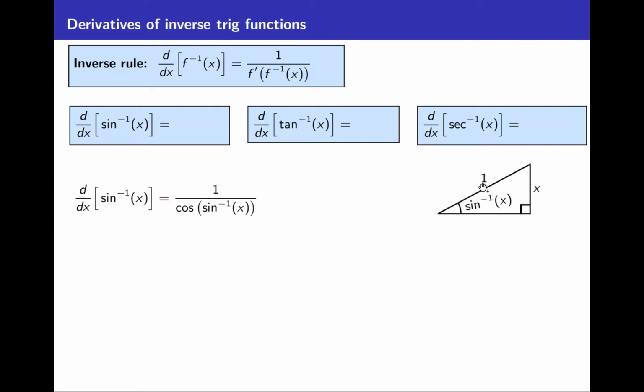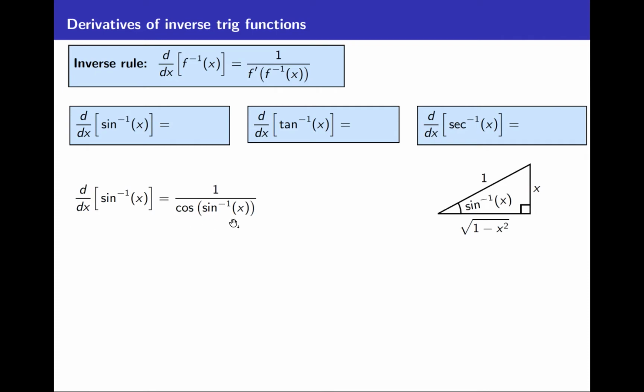Look at this triangle. The hypotenuse is 1. Cosine of this angle would be the length of the adjacent side. Cosine of sine inverse of x, which is here, is the length of this adjacent side. And we could get the length of that adjacent side from the Pythagorean theorem in terms of 1 and x. The adjacent side squared plus x squared equals 1 squared. And solving that tells us that the adjacent side is the square root of 1 minus x squared, again by the Pythagorean theorem. So that's cosine of sine inverse of x.